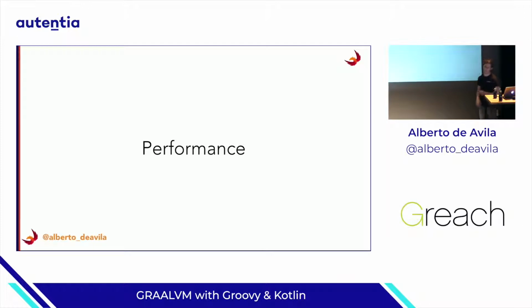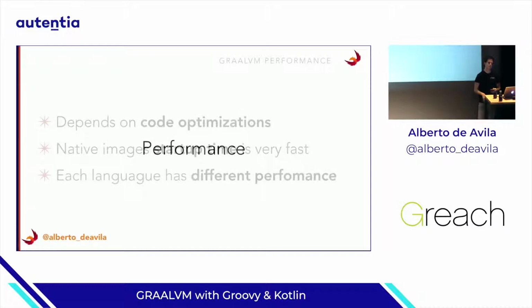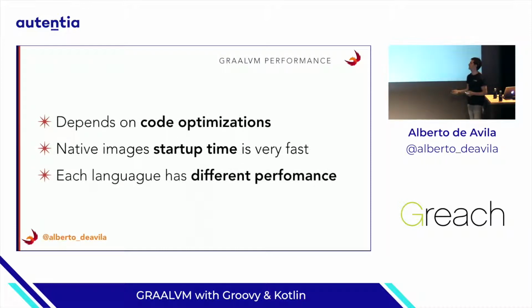Let's talk about performance, one of the other common topics in GraalVM. It depends on two things: code optimizations, because of the new compiler, and the use of native image. As I said before, we have native image with a very, very fast startup. For example, a little application can start up in, I don't know, 30 milliseconds or something like that. But be careful, because each language has different performance. Let's see.